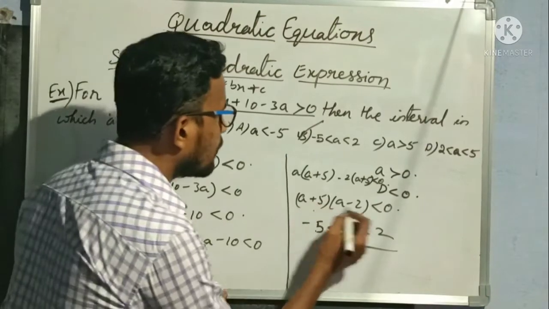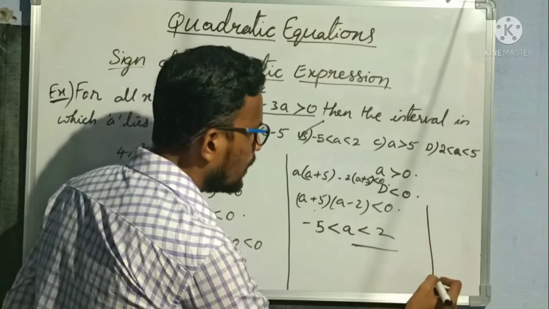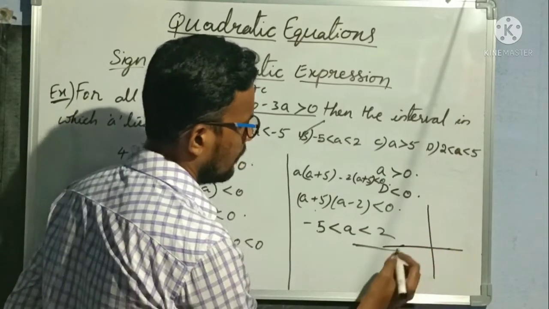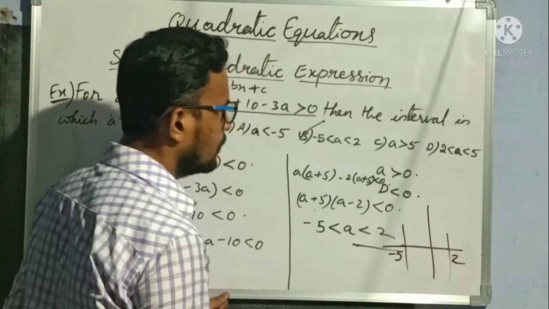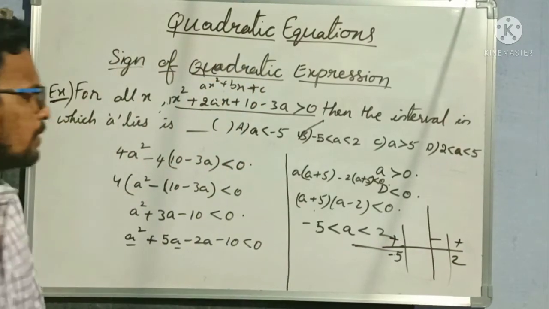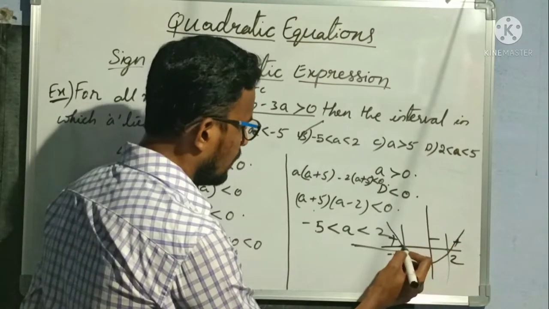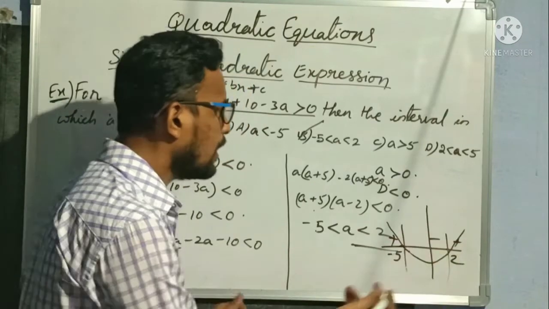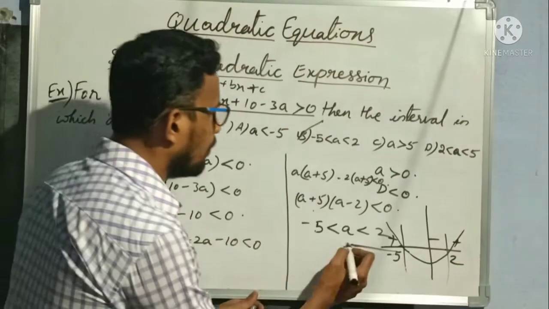See here, a plus 5 is less than 0, means a is less than minus 5. Means if I take the graph like this, okay, this is minus 5 and this is 2. So plus, minus, plus. Right? That's why a value will always be in between, more than minus 5 and less than 2. Understood? This is our example.